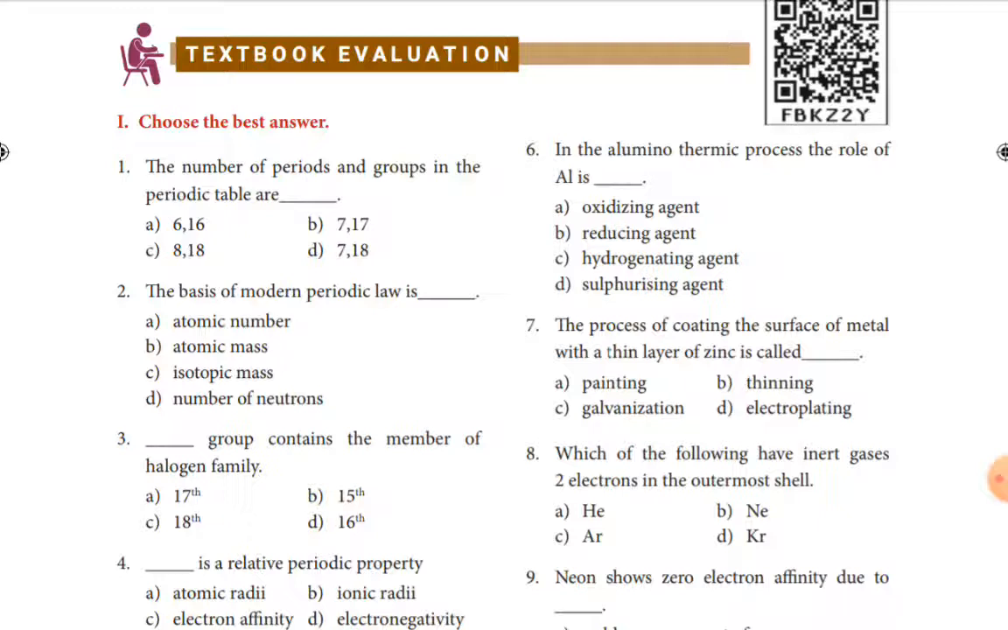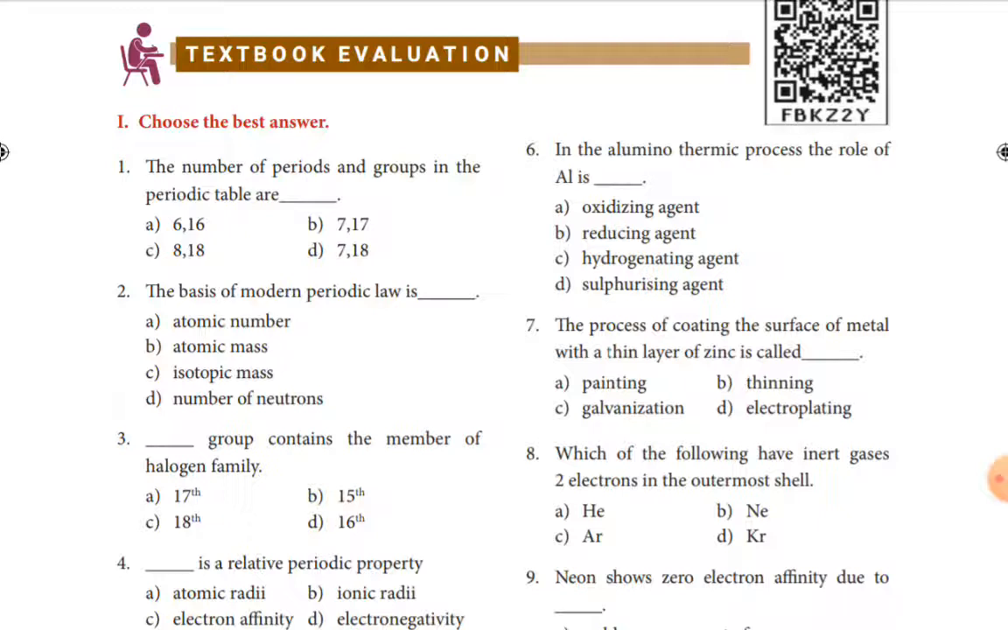Periods are nothing but the elements present in the horizontal rows of the modern periodic table. Groups are nothing but the elements present in the vertical columns of the periodic table. The vertical columns are called groups, horizontal rows are called periods. So totally there are 7 periods and 18 groups. So option D is the answer, 7 periods and 18 groups.